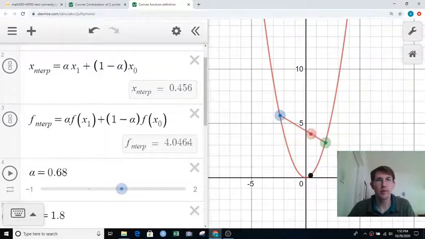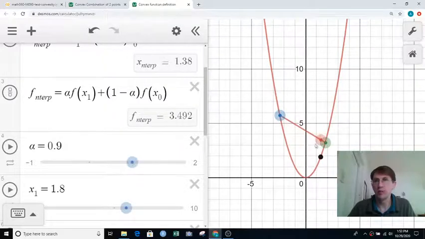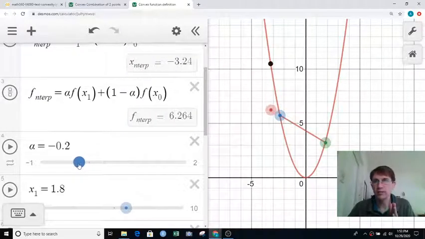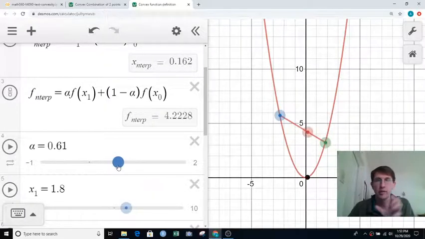So that's this point. And for every alpha value between 0 and 1, my point on the secant line segment is above the true value of the function at that interpolated x value. Here I've left some room for the slider to go negative just so you can see what happens and why we restrict things to alpha between 0 and 1.